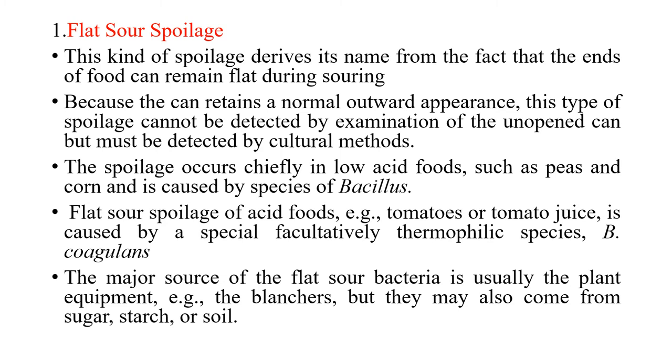So the first one is flat sour spoilage, which derives its name from the fact that the ends of the can remain flat during spoilage. There is no change in the appearance of the can, so we cannot easily detect that the food is spoiled, and we require cultural methods to examine it. The spoilage mainly occurs in low acid foods such as peas and corn, and the major species involved is Bacillus. Flat sour spoilage of acid foods like tomatoes or tomato juice is mainly caused by facultatively thermophilic species like Bacillus coagulans. The major source of flat sour bacteria is usually equipment like blanchers, and sometimes it also comes from sugar, starch, or soil.